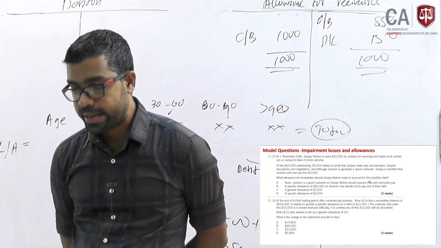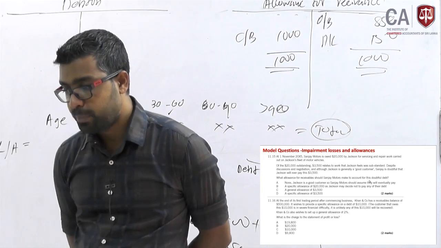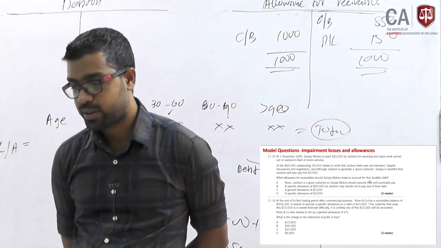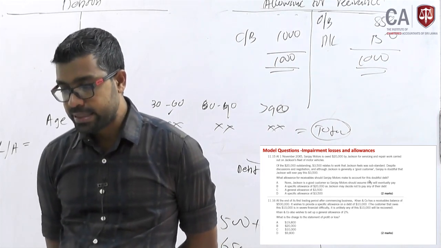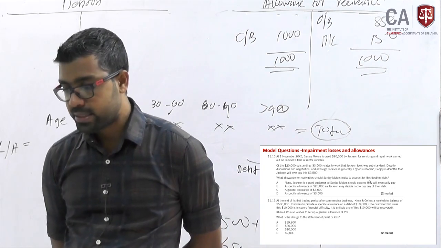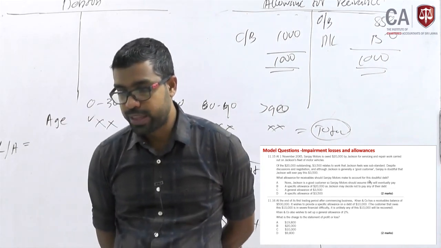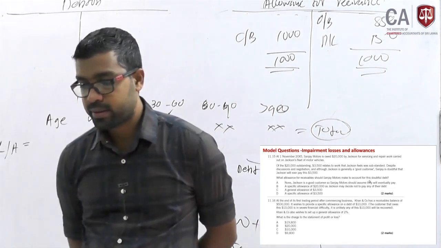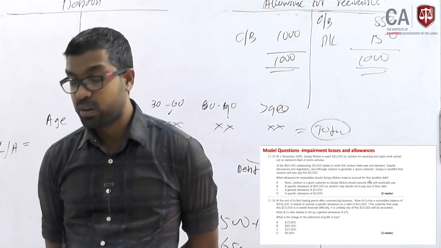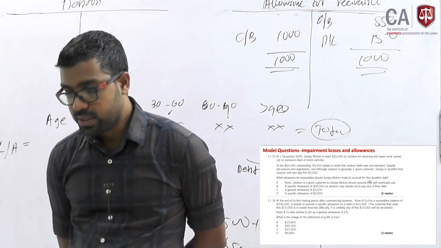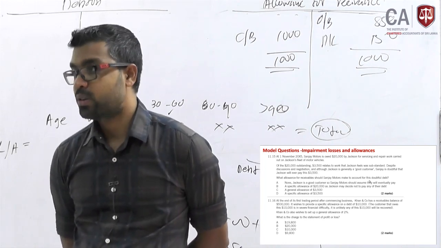Of the 20,000 outstanding, 3,500 relates to work that Jackson feels is substandard. Despite discussion and negotiation, and although Jackson is generally a good customer, Sanjay is doubtful that Jackson will ever pay the 3,500. What allowance for receivable should Sanjay Motors make for doubtful debt?